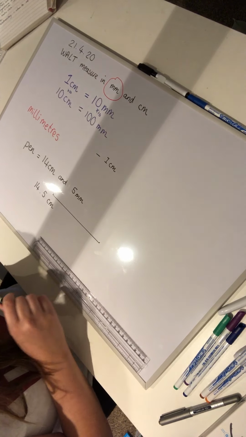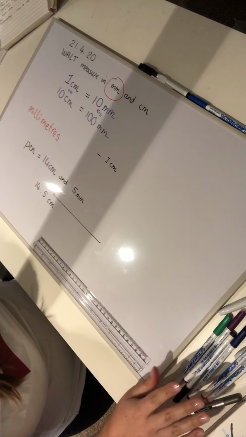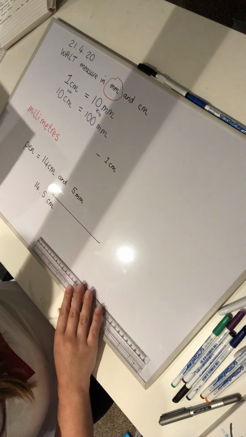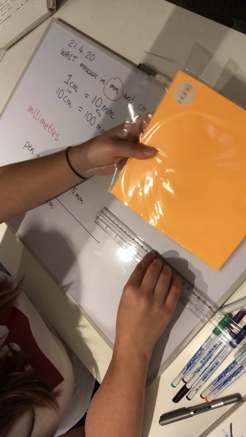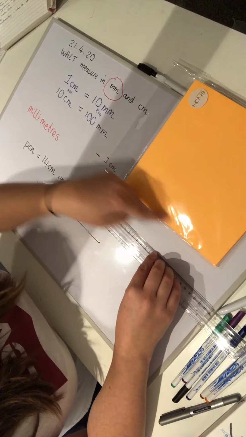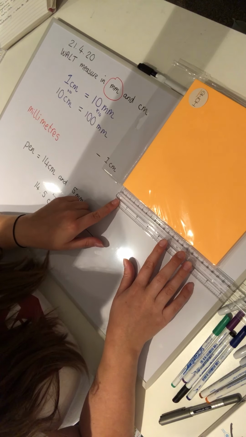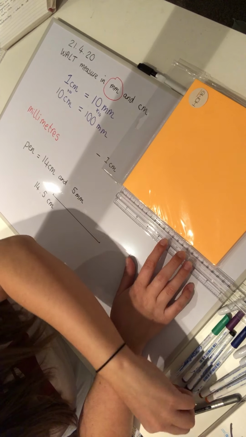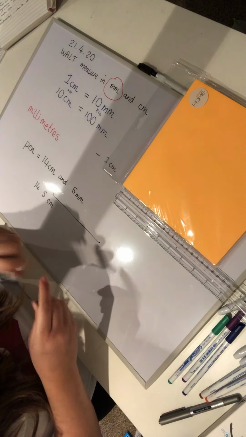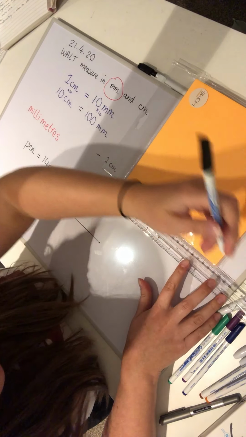Let's try something else. What else can I measure? Oh, look at these big post-it notes I bought. Let's measure those. So let's do that up here. I'm going to measure it this way. Oh, it's a bit longer. Okay, I'm just going to get my pen and mark off where it is.